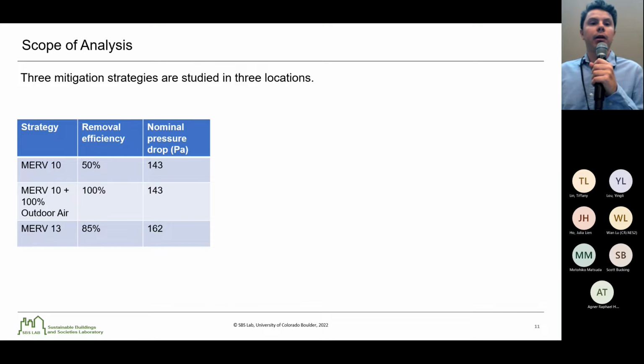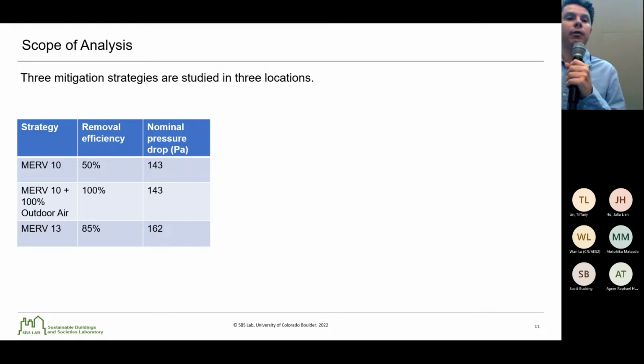And then lastly, we look at 100% outdoor air as mentioned. And in this case, we assume that there are no viral particles in the outdoor air. So it essentially has a 100% removal efficiency. And it should be noted that this case still has a MERV 10 filter, and this is because you will still want to have some sort of HVAC filtration to filter outdoor contaminants such as PM2.5. So that's why we include the MERV 10 filter in this case, but really all that's going to be doing is adding that pressure drop to the system.